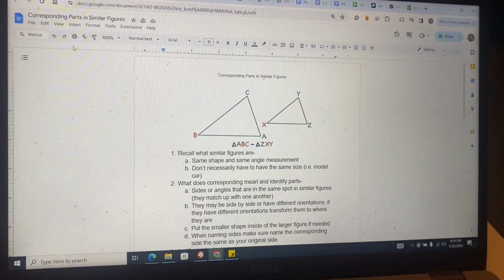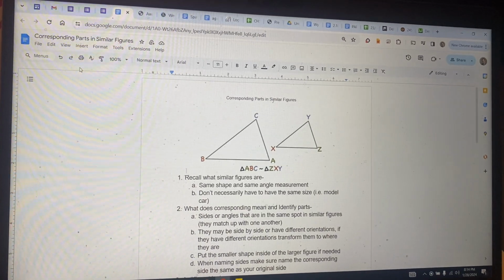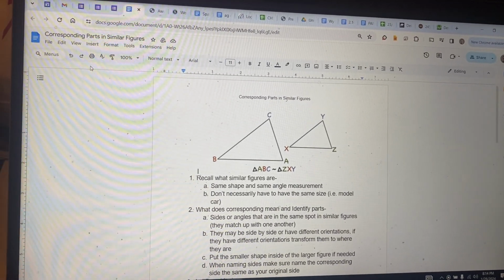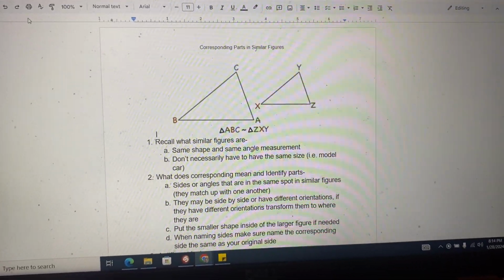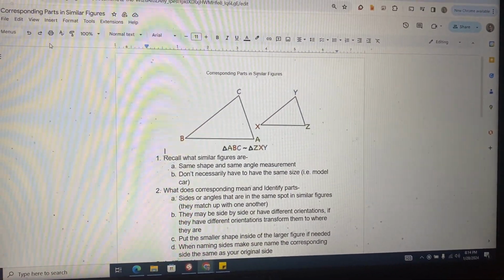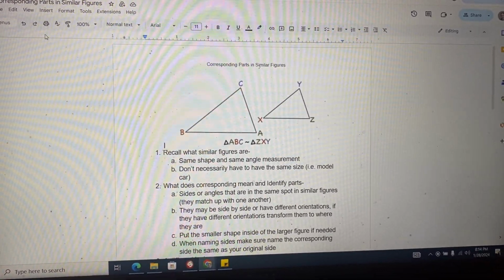All right, this is Mr. Wyrick. Slight change in plans. I know we were going to do test corrections today because we took the test on Friday. If you were gone on Friday and you still need to take the test, don't worry. You'll be able to do that tomorrow when I come back. I'm just out with a sick family member.